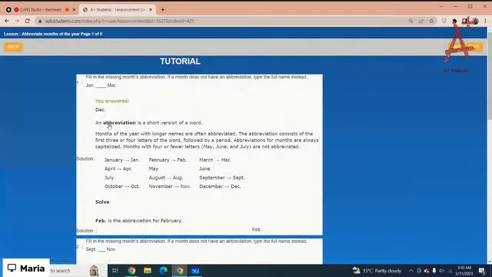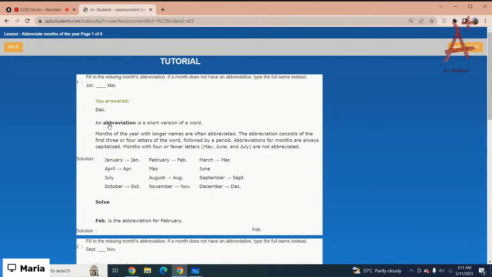Okay, an abbreviation is a short version of a word. Got it? That would be the short version of the word. The abbreviation consists of the first three or four letters of the word, followed by a period. Abbreviations of the months are always capitalized. Months with four or fewer letters are not abbreviated. So if some of the months have just four or three letters, they won't be abbreviated.